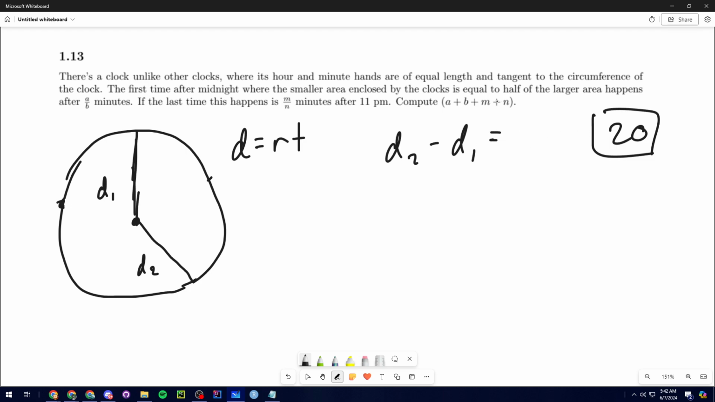That's just equal to 20, right? Because one hand has to be 20 past the other hand. All right, that's promising. Now let's use d equals rt on our separate equations, right?